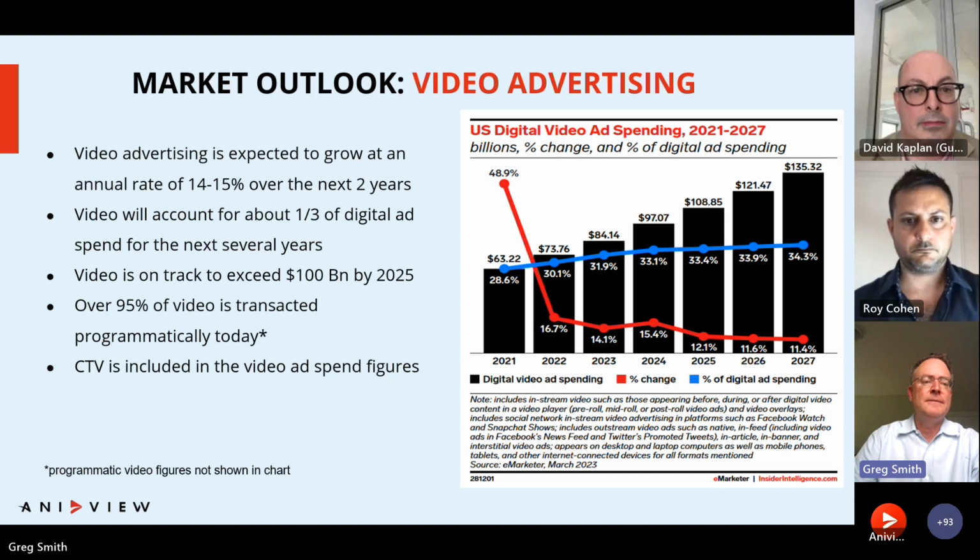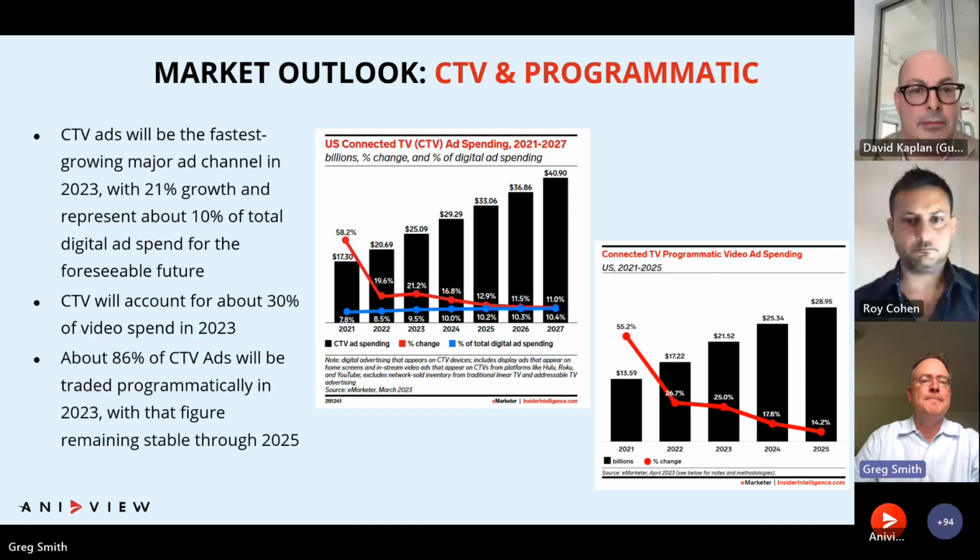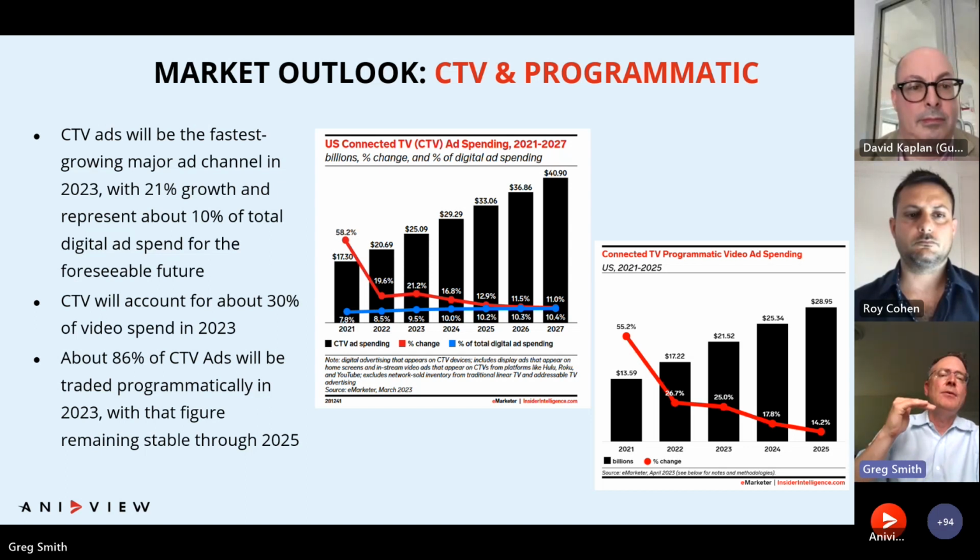And speaking of CTV, CTV ads will really be the fastest growing major ad channel in 2023 with 21% growth. And that will essentially represent about 10% of the total digital ad spend for the foreseeable future. Ultimately, that percentage will inch up a little bit over time.